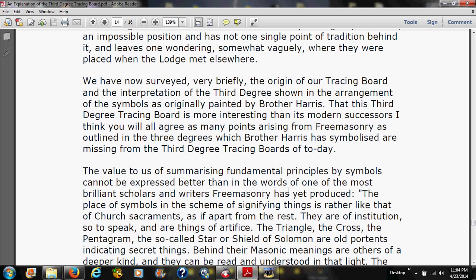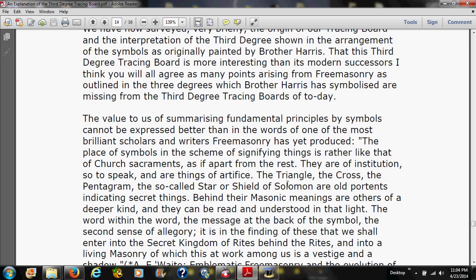The value to us of summarizing fundamental principles by symbols cannot be expressed better than in the words of one of the most brilliant scholars and writers Freemasonry has yet produced. Quote: The place of symbols in the scheme of signifying things is rather like that of church sacraments, as if apart from the rest. They are of institution, so to speak, and are things of artifice.